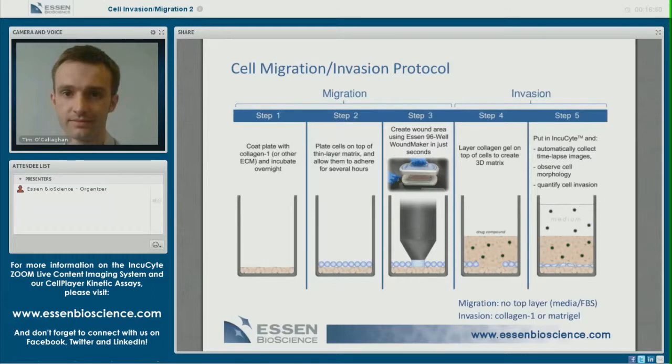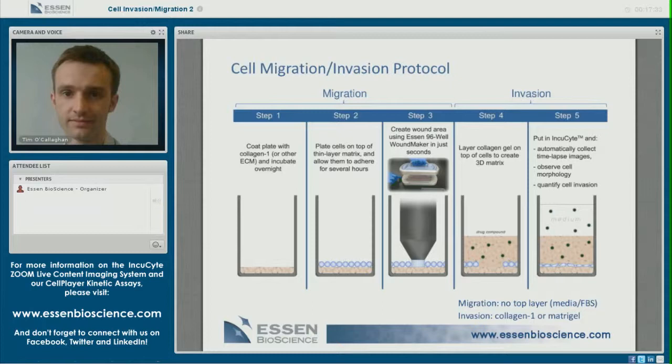For cell invasion, it's essentially the same process. However, this does require a well coating of the extracellular matrix of choice. Cells are seeded on that extracellular matrix and at confluence wounded, and after wounding, a 3-dimensional extracellular matrix containing drug treatment is added on top of that wounded monolayer. After the gel has had time to set, we apply media, again containing compound, on top of the gel, and the plate is then placed within InvasionMigration for imaging and quantification.